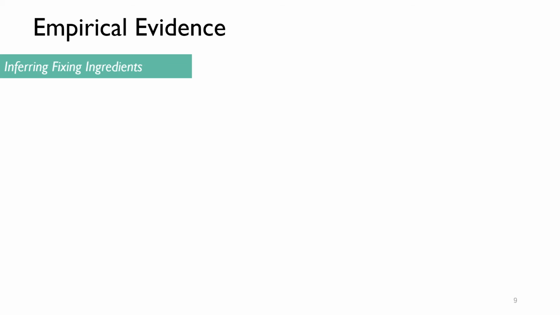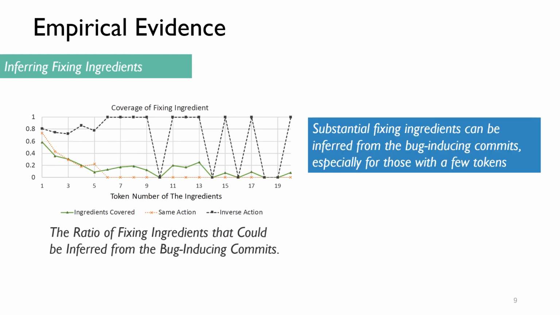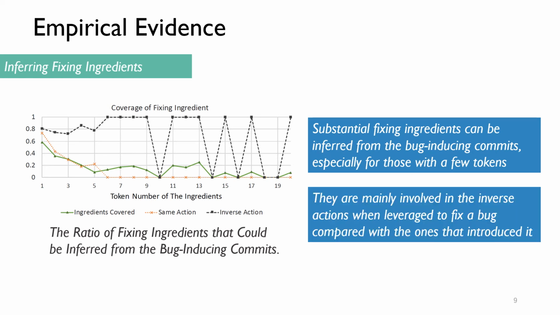Next, we compare the fix ingredients. As we can see from the results, there are substantial fix ingredients that can be inferred from the bug-inducing commits, especially for those with a few tokens, and there are many involved in inverse actions when leveraged to fix a bug, compared with the ones that introduce it.